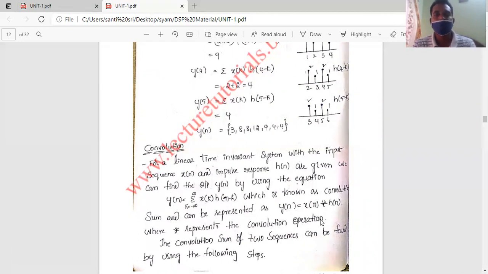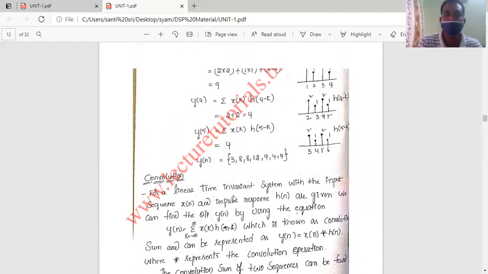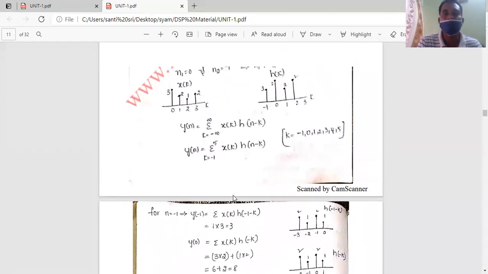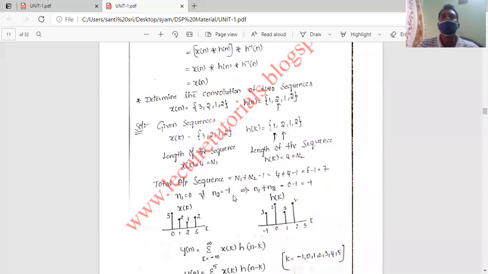Okay, so this is the definition of the convolution, and we will see a simple problem regarding the convolution. It is defined as the output response, y of n, which can be obtained by using the formula sigma k equal to minus infinity to infinity x of k into h of n minus k. This is the definition of convolution. Now we will see the problem: determine the convolution of two sequences.